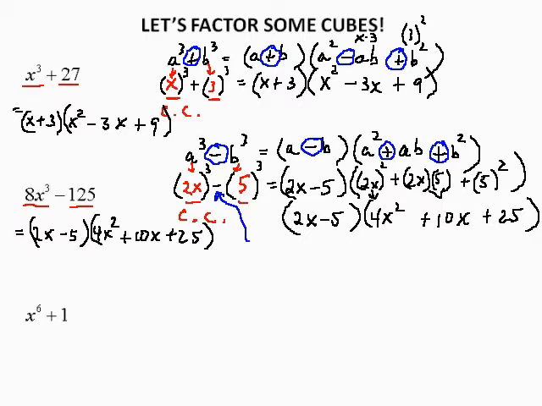Don't believe me? Multiply it back together. Take this 2x, run it through there. Take this 5, run it through there. Everything will go out except the 8x cubed and the minus 125.